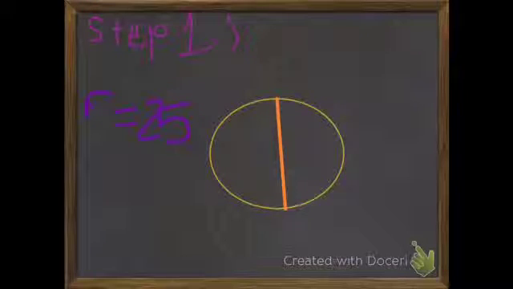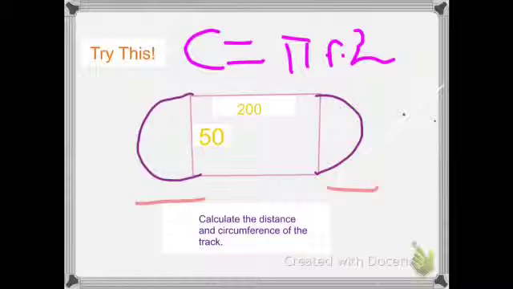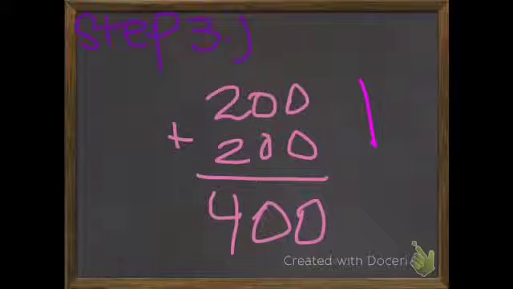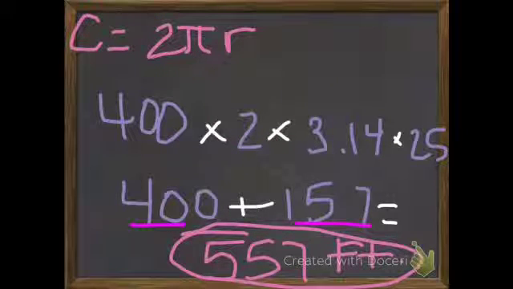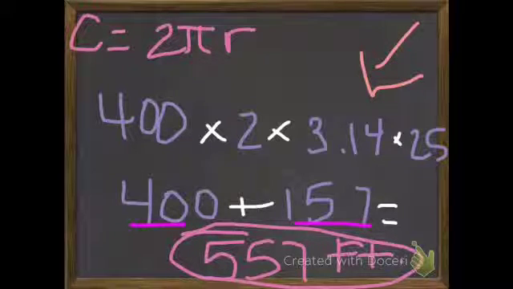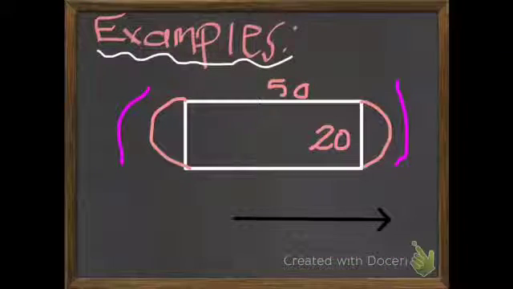Alright, so step 1, when you reattach the circles, you have to find the radius, which will be 25 because the track was 50. Then you're going to add 200 plus 200 and you get 400. So then you have to apply the formula. 400 times 2 times 3.14 times 25. You'll get 400 plus 157. The circumference will be 557 feet. Squared. Yeah. I think. I don't know.